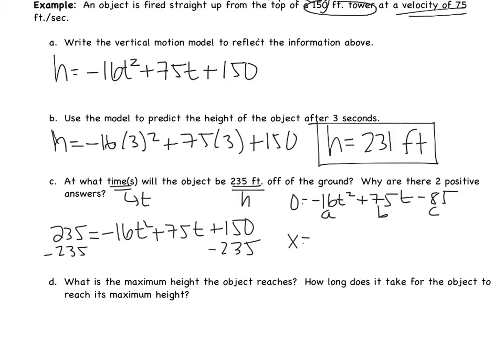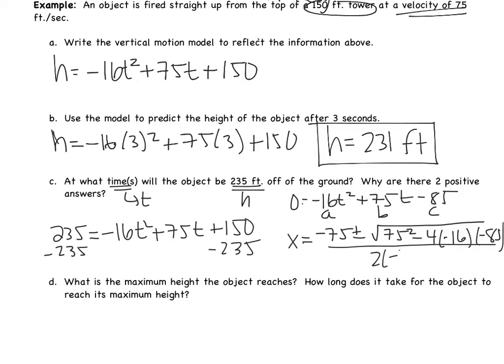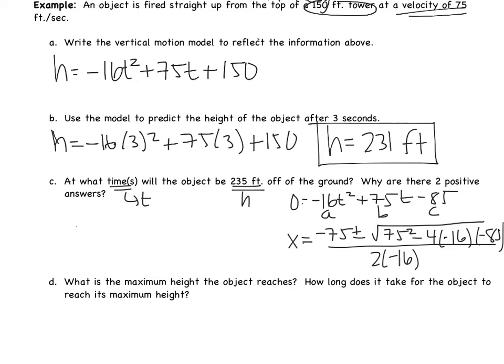So we have the opposite of B, so negative 75 plus or minus the square root of B squared, so 75 squared, minus 4, our A is negative 16, and then our C is negative 85, and this is all over 2A, so all over 2 times negative 16. Okay, so now at this point, like I said, you're going to want to put that in your calculator, so I'm going to erase all this to give myself a little bit more room. So take out your calculator and punch this in and see what you get, please.